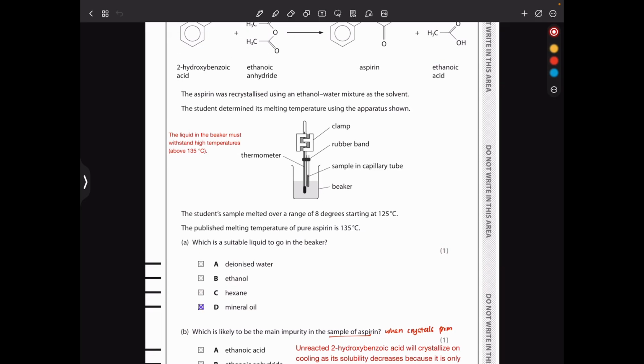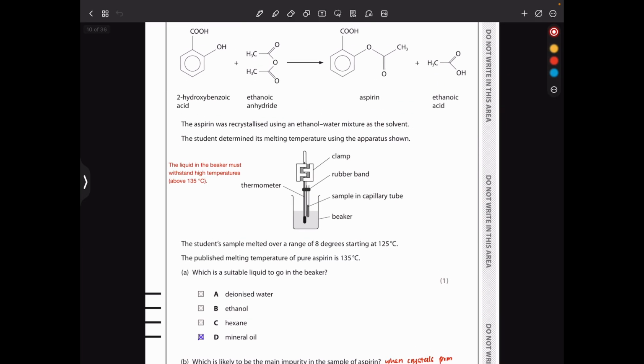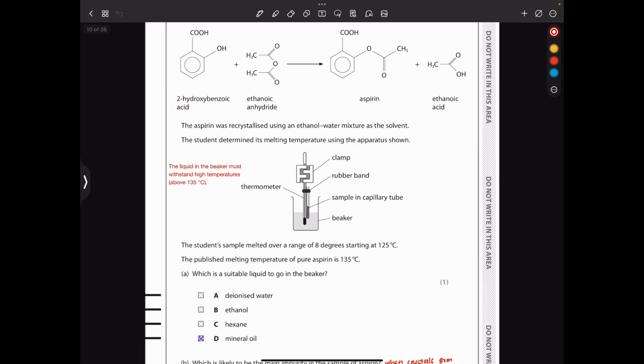Then they say which is likely to be the main impurity in the sample of aspirin. So since we used an ethanol water mixture, anything that is not soluble in this mixture, when cooling occurs, is going to be an impurity because it's going to crystallize along with the solids. So I chose 2-hydroxybenzoic acid because of course you see it has a bigger or longer R group.